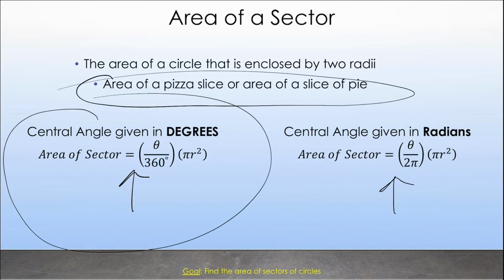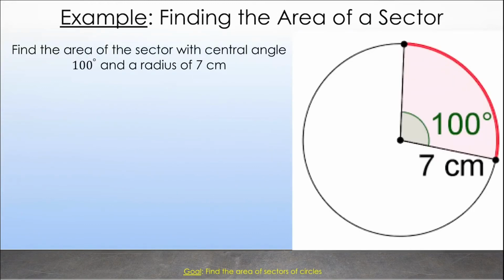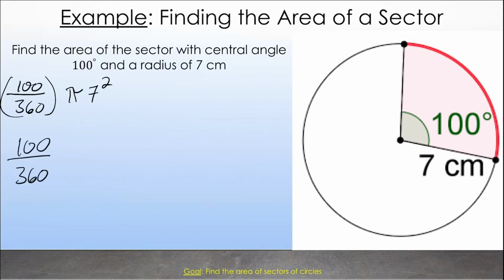This is a very similar equation to the last one. I'm going to have a proportion, and then I'm going to have the area of a circle. So we're only going to take a slice of that circle. I want to find the area of just that slice. Find the area of the sector with a central angle of 100 degrees. Once again, I'm going to say 100 divided by 360, because I want to find how much is just that one slice. And the radius is 7 centimeters, so I'd say pi times the radius squared. So I have 100 divided by 360 times 49 pi.